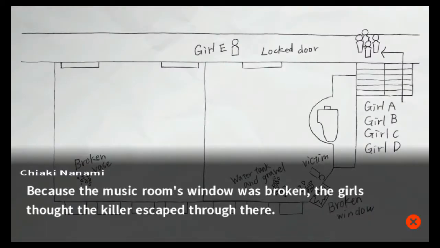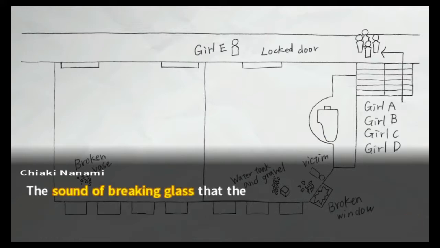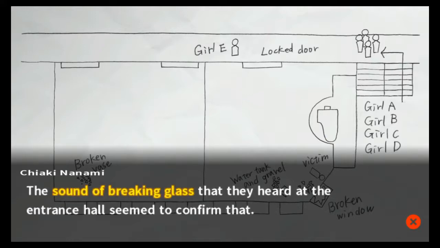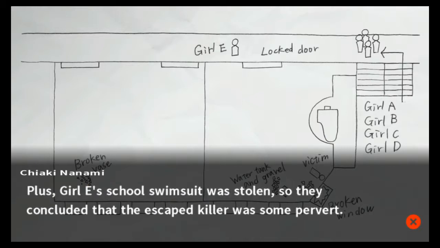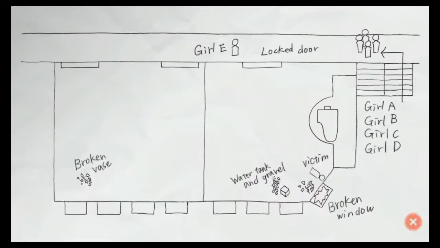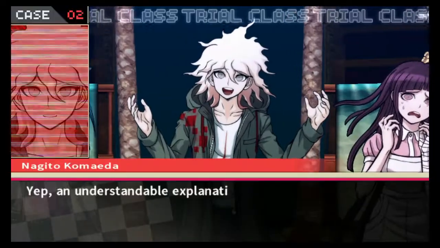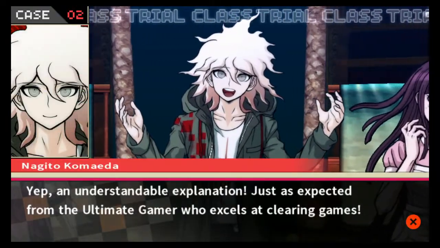Because the music room's window was broken, the girls thought the killer escaped through there. The sound of breaking glass that they heard at the entrance hall seemed to confirm that. Plus, Girl E's school swimsuit was stolen, so they concluded that the escaped killer was some pervert. How does that sound? Yep, an understandable explanation.